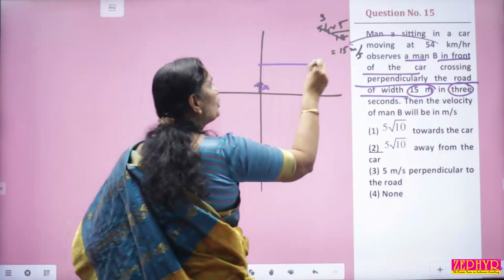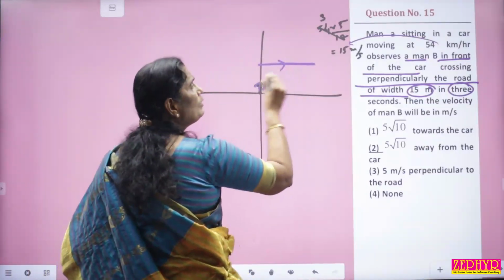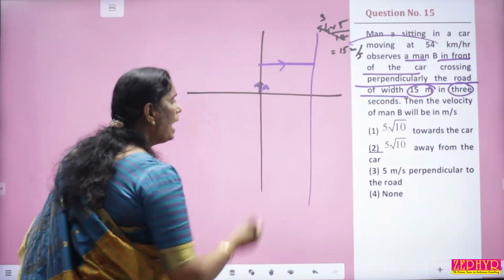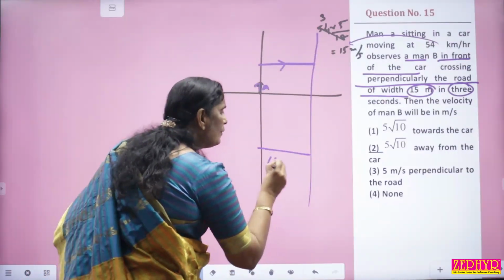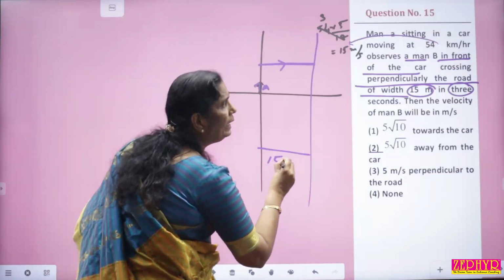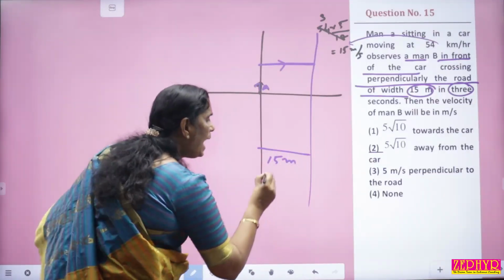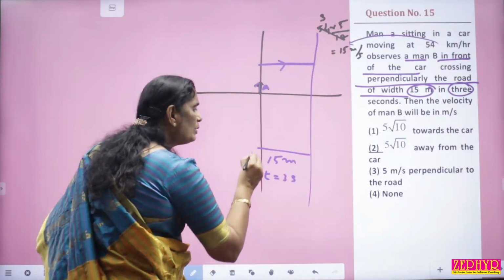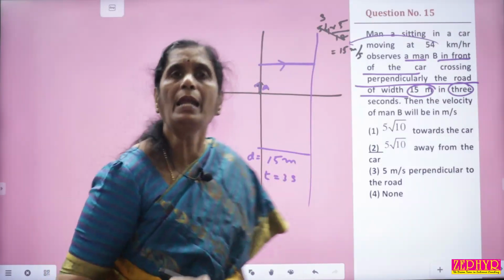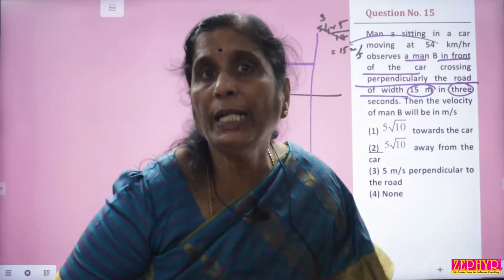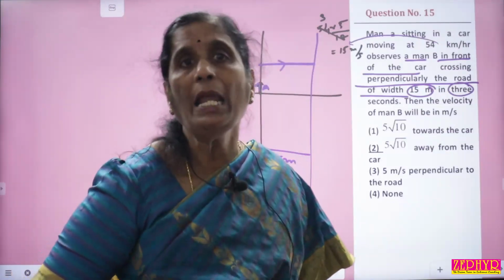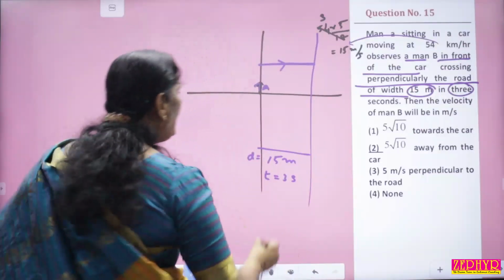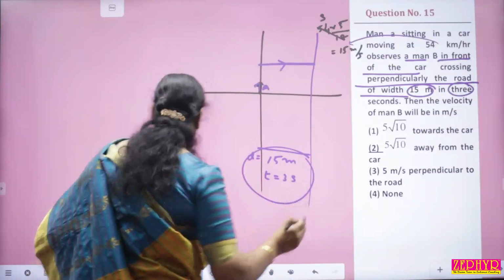So let me draw here. So this is crossing the road. Think that this will be the road. Okay. And the width of the road is how much? Width of the road is 15 meters. And that is finishing within 3 seconds. Okay. But the distance traveled by B is as observed by A. B is observed by A. These are all relative terms.